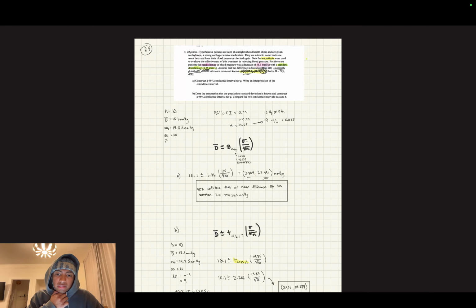So that's number 4 for you. It's not too bad. A lot of setup, and once you get set up, it's pretty simple. Good, easy one to start.